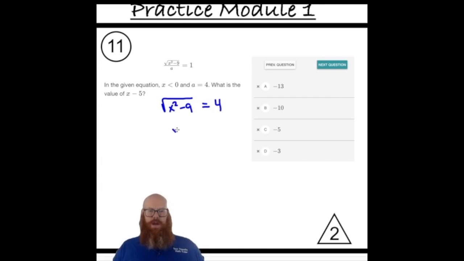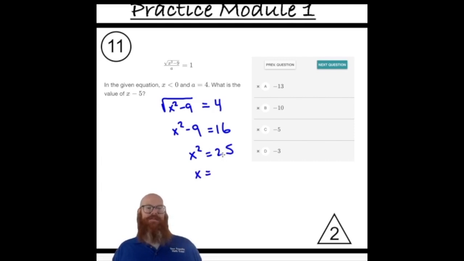I'm just going to square both sides. So x squared minus 9 is equal to 16. Then I get x squared equals 25. So then I know x is either positive 5 or negative 5. But the thing is, they're telling me x is less than 0. So I know x is negative 5. And be careful, it's not this.